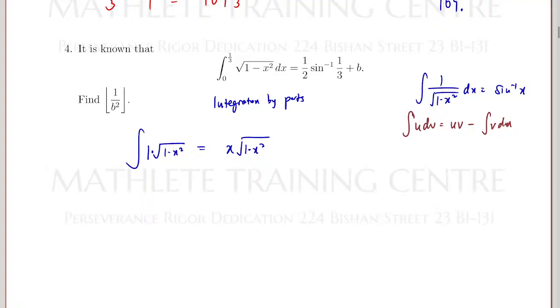oh wait, I think I might have remembered wrongly. Wait, is that integral sine inverse x? If you differentiate sine inverse, you get 1 over square root of 1 minus x squared. But how come I have an x here? Let me see. Yeah, how come I have an x here?